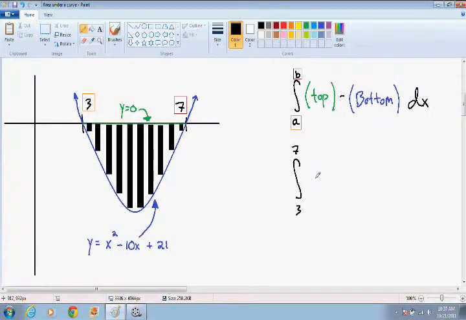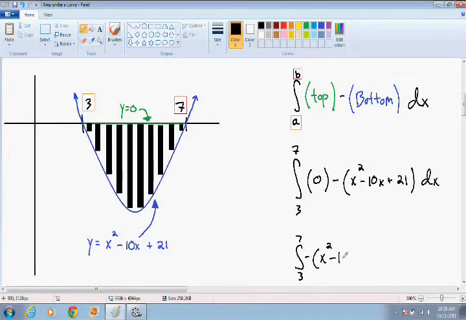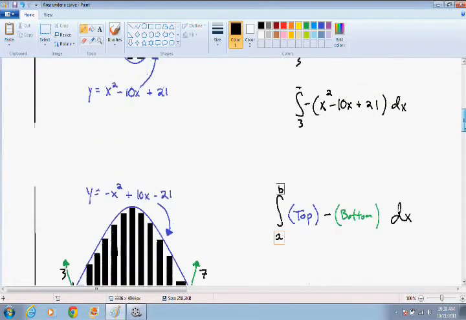And in my next video to come, I'm going to show you how to find the points algebraically where the two curves intersect. Our top function is y equals 0, and our bottom function is x squared minus 10x plus 21. If we simplify this integral, it becomes the integral from 3 to 7 of negative x squared plus 10x minus 21 dx. So let's move on to our last example.